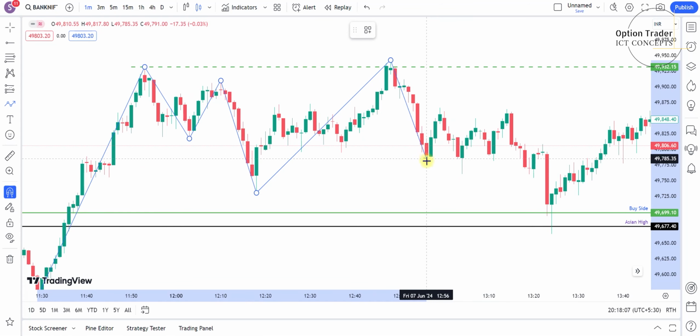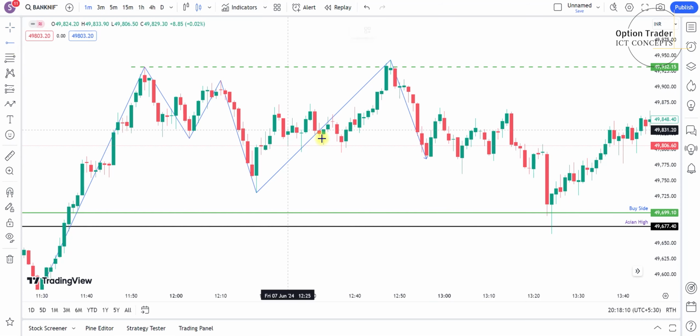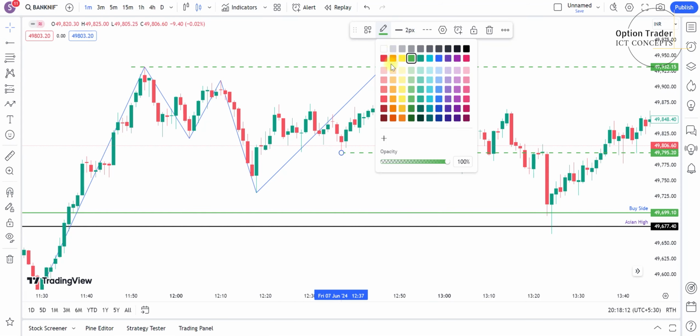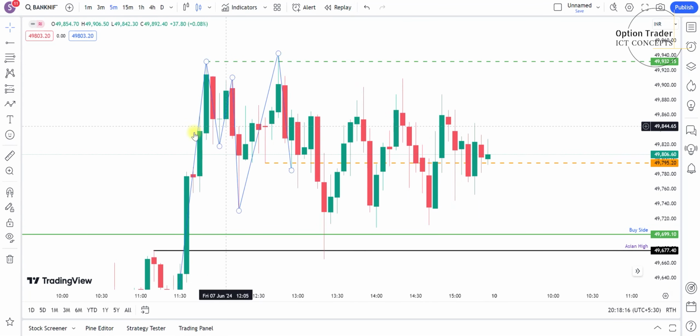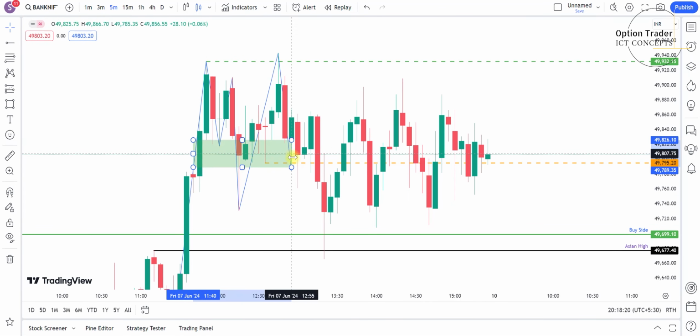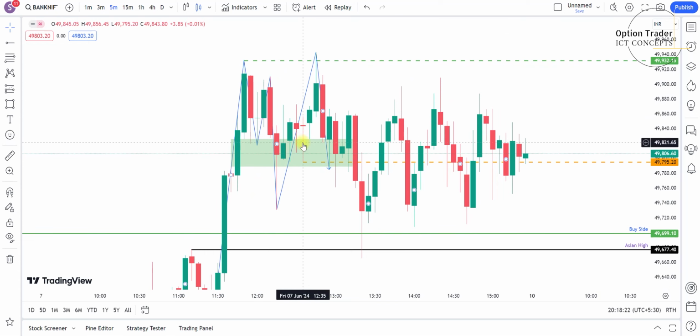I just marked over here. Okay, I will show you. I just marked this low as my sell side. I was expecting a close because in the 5 minute we were having a fair value gap over here. This was our fair value gap. Okay, it is continuously tapping, bouncing, tapping, bouncing, tapping, bouncing. So that's what was happening.